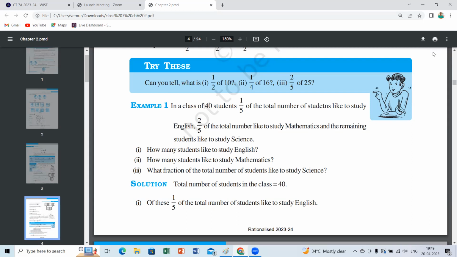How will you get it? It is also students instead of rupees, there are 1/5 of 40. What is the value of 1/5 of 40? 8. 8 students like to study English. 2/5 of 40. 16, ma'am. Yes, 16. Very good. 1/5 you know very well is 8. 2/5 means multiply with 2. 16. 8 plus 16 together. Ma'am, 24.